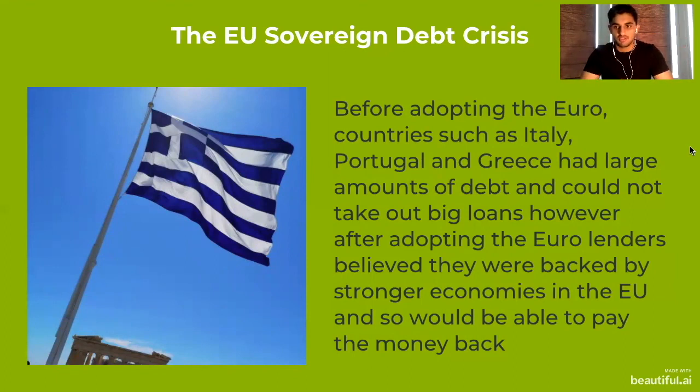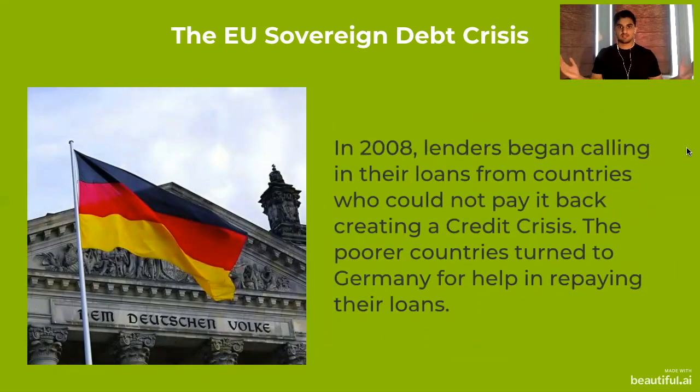However, after adopting the euro, lenders believed they were backed by stronger economies in the EU. And so if Portugal, Greece, and Italy were not able to pay back these bigger loans that they had applied for, they'd know that they had the EU as an institution that would back them up, that would pay it for them, essentially. Stronger economies like France and Germany would essentially pay back. And that's exactly what happened.